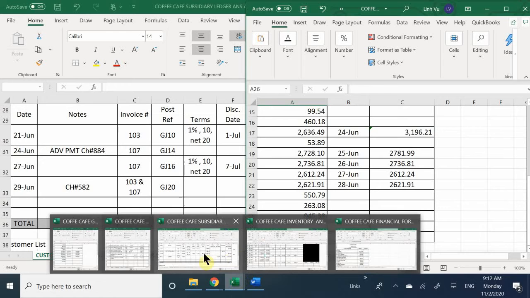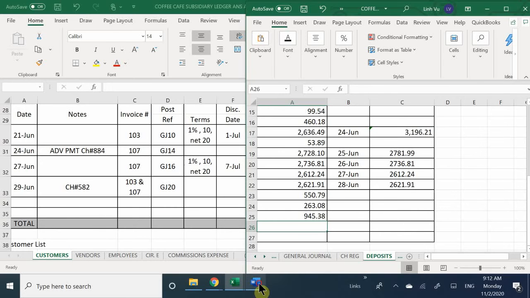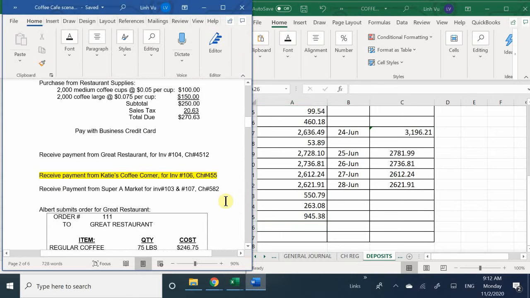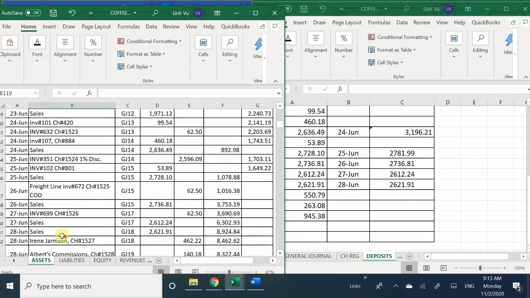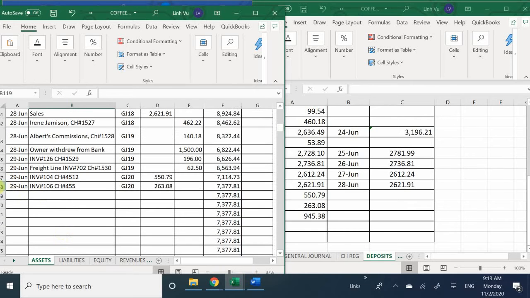So then we complete our subsidy ledger. So what comes next? Assets. Yes, we gotta go to our ledger. So assets, we are here at checking.